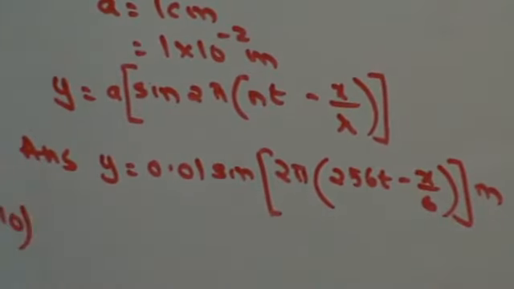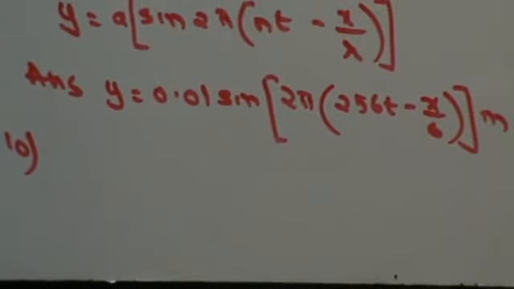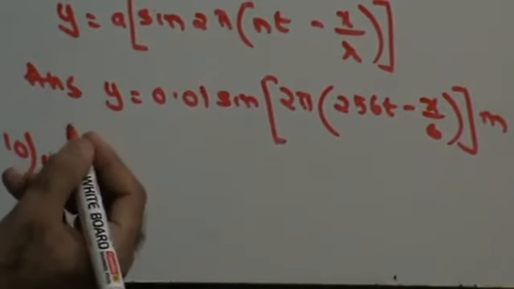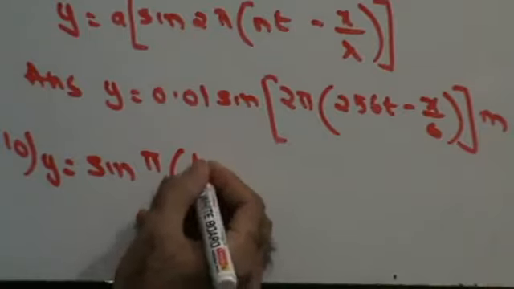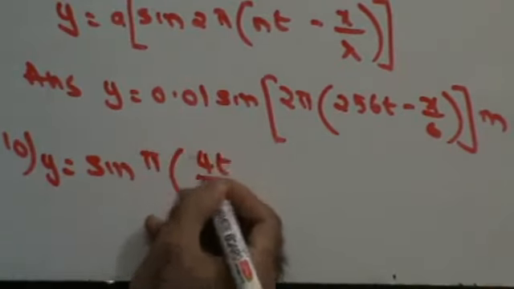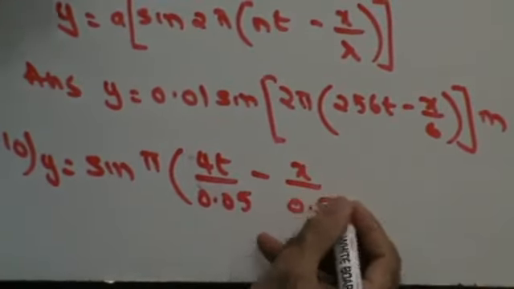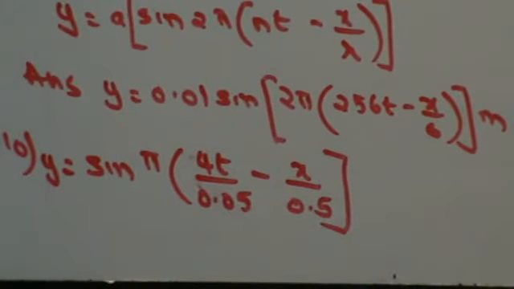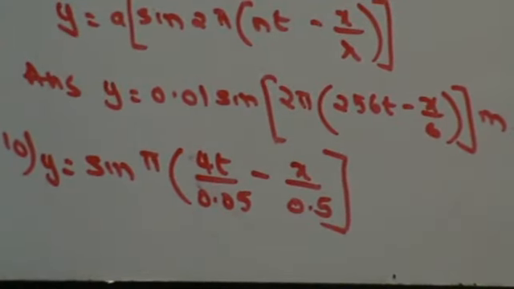Next, take on the next one, please. The equation of a progressive wave is y is equal to sine pi (4t by 0.05 minus x by 0.5). Find the amplitude, frequency, wavelength and velocity.